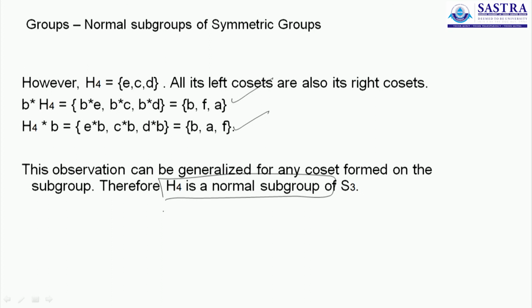You can select any random element. I leave it to you as an exercise. Select A, select F, select C, select D. You do this operation, the left coset and the right coset will be completely identical, and as a result you will see that H4 is the only normal subgroup of S3. So I've delivered the promise I gave you yesterday. I've shown you one more group which is non-abelian but also has a subgroup that is normal.